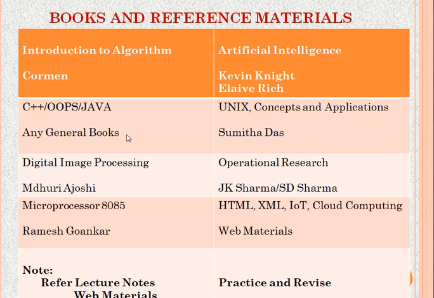For digital image processing, you can refer Madhuri A. Joshi, and for operational research, you can refer the textbooks of J.K. Sharma and S.D. Sharma. For microprocessor 8085, the famous book is Ramesh Gaonkar. Regarding HTML, XML, IoT and cloud computing, you can refer to web materials. You can also refer to lecture notes and web materials and have a habit of practice and revising.